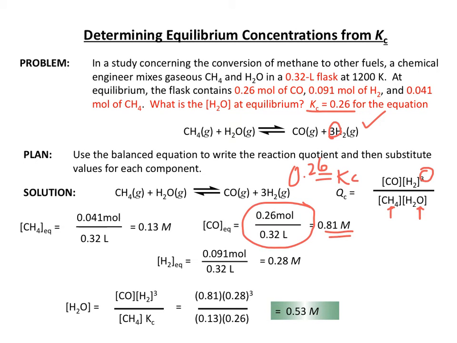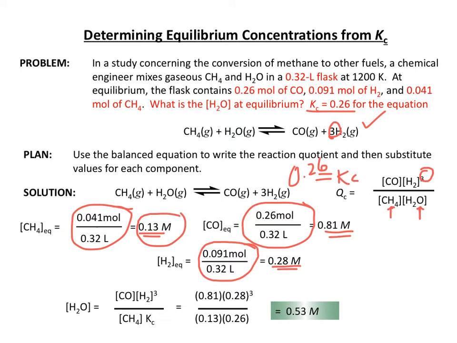Likewise, I have 0.091 moles and 0.32 liters for hydrogen. And finally, I have 0.041 moles and 0.032 liters, or 0.13 molar, for the methane. And I am given the equilibrium constant as well.